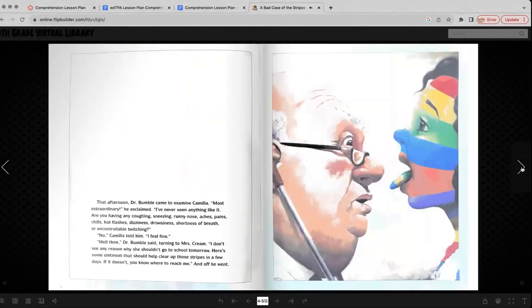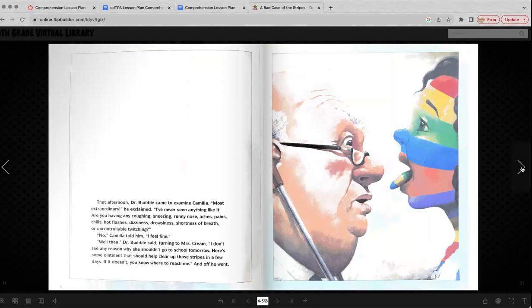That afternoon, Dr. Bumble came to examine Camilla. Most extraordinary, he exclaimed. I've never seen anything like it. Are you having any coughing, sneezing, runny nose, aches, pains, chills, hot flashes, dizziness, drowsiness, shortness of breath, or uncontrollable twitching?